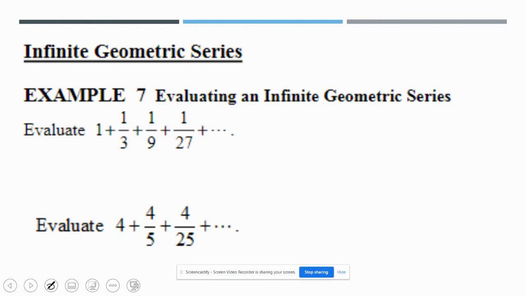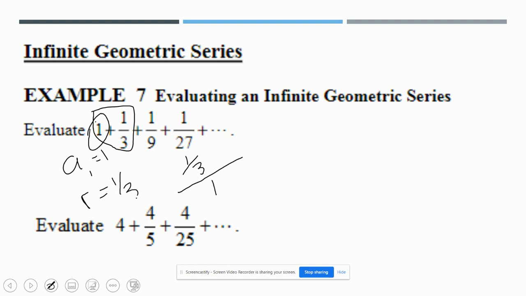We have an infinite geometric series, 1 plus a third plus a ninth plus a 27th, and so on. We know that 1 is our first term. Then we need to figure out our common ratio, r. Remember, to do that, we can pick any two terms we want and divide the one on the right by the one on the left. So 1/3 divided by 1 is a third.